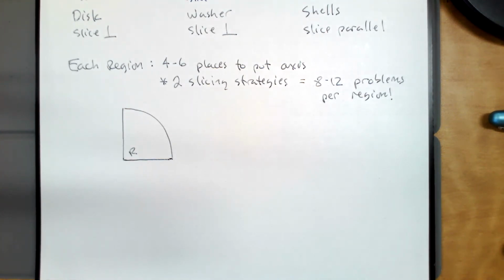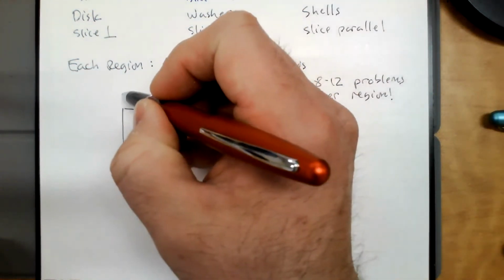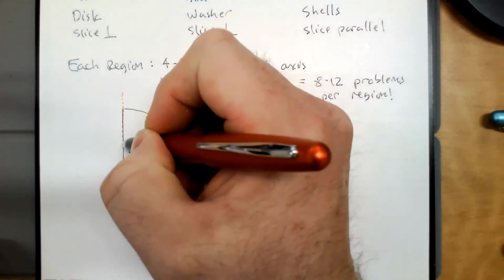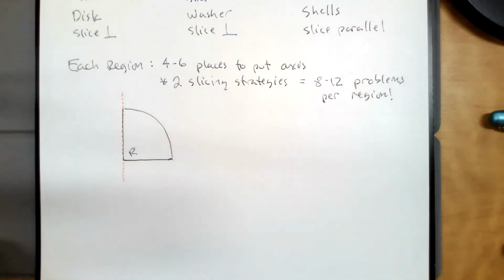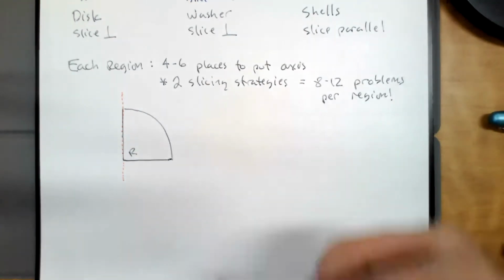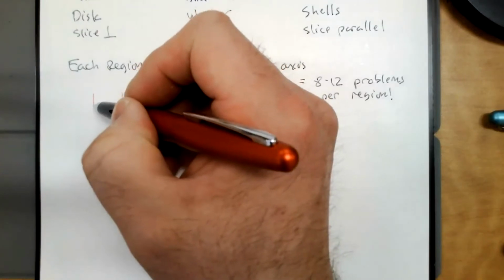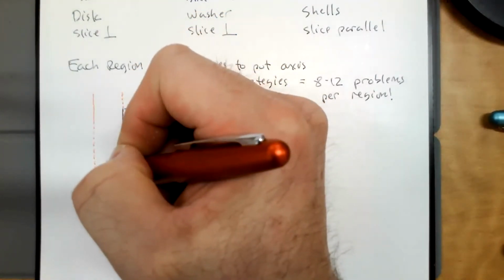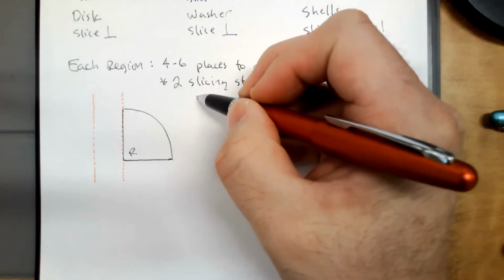I picked a region with a horizontal and a vertical boundary. So let's suppose these are the boundaries of the region. Let's think about all the places we could put an axis of rotation. We can have a vertical axis of rotation on that vertical boundary. We could put a vertical axis of rotation to the left of the region, or a vertical axis of rotation to the right of the region.